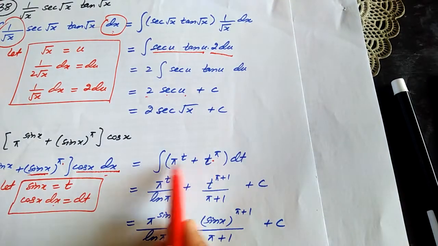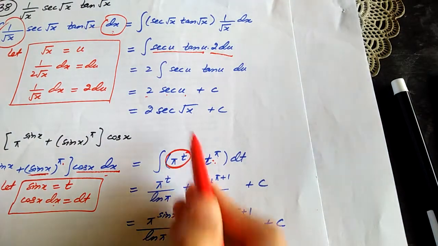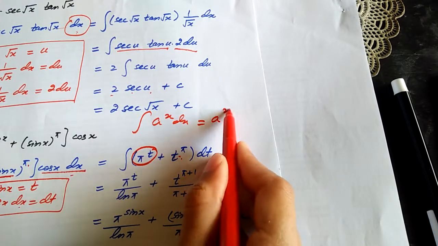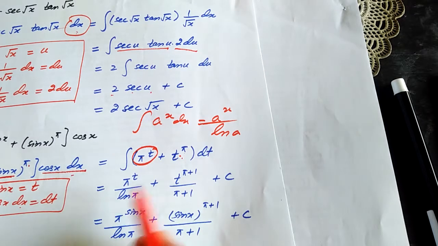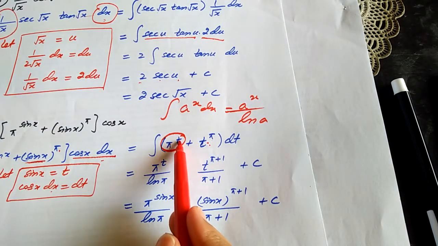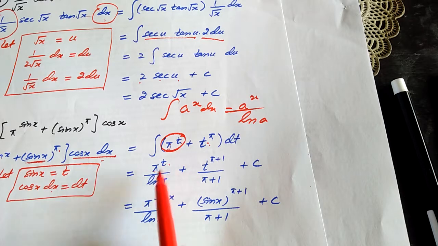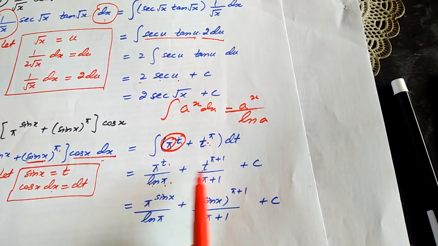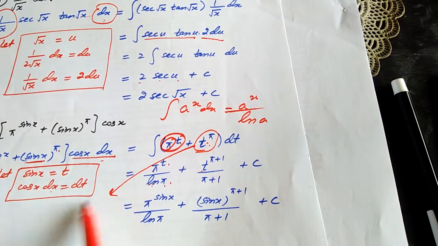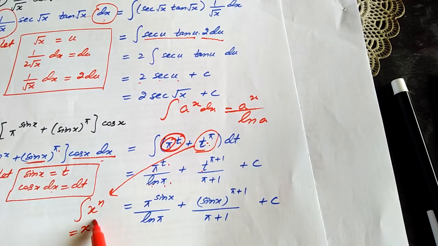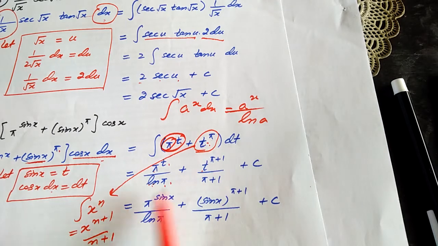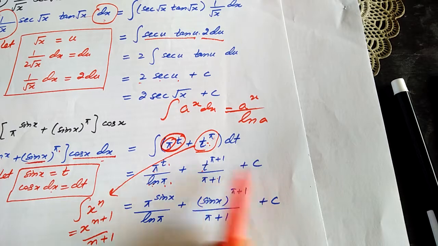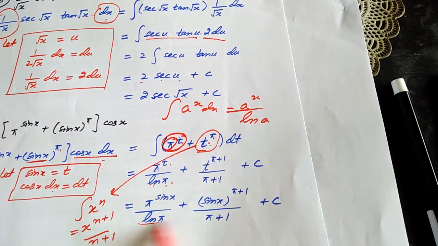Separate the integral on both of these functions. We know that the integration of a raised to power x dx is equal to a raised to power x over ln of a. So we'll get a raised to power t, that is pi raised to power t as it is, over ln of a. A here is pi, so we'll get ln pi. Plus this is the same as integration of x raised to power n, that is x raised to power n plus 1 over n plus 1. So it will be t raised to power pi plus 1 over pi plus 1 plus c. Replace the t with sine of x and we'll get this answer.